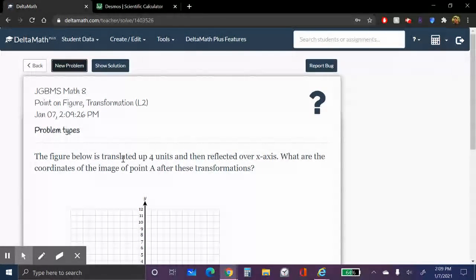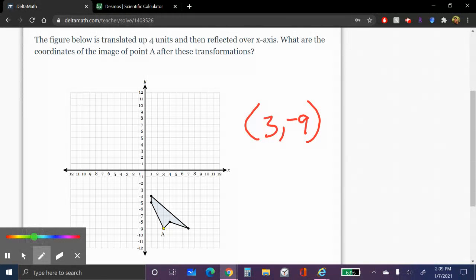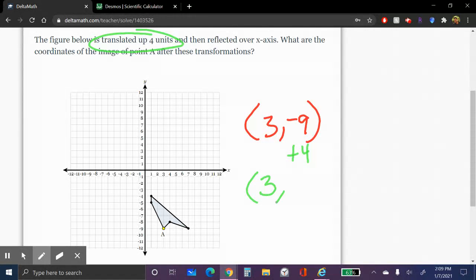All right, this one is translated up 4 units, then reflected over the x-axis. So A is (3, -9). When I translate it up 4 units, that means the y values go up 4. So then it becomes (3, -9 plus 4), which is -5.